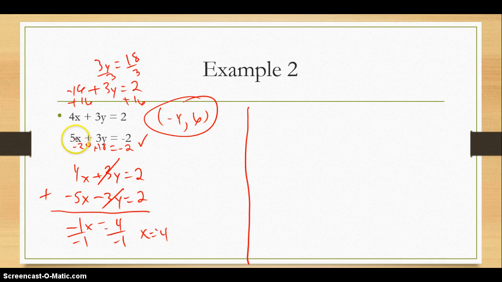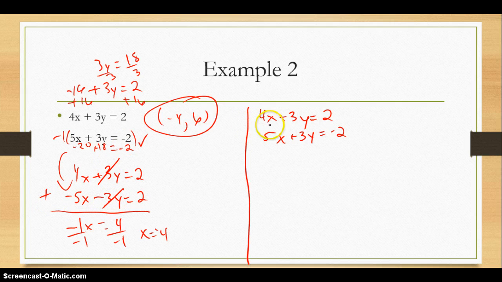So what I do is, when I look at the first equation, 4x plus 3y equals 2, and 5x plus 3y equals negative 2, I notice that I could not add down right now to cancel out a variable. Okay, so that's why I multiply this by negative 1, and that's what the equation turns into, so that when I do add down, it cancels out.